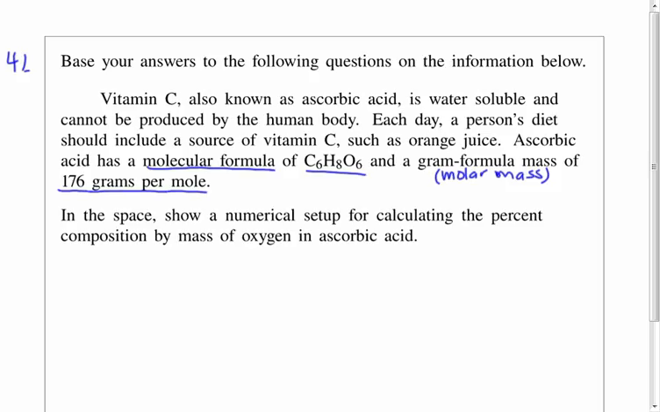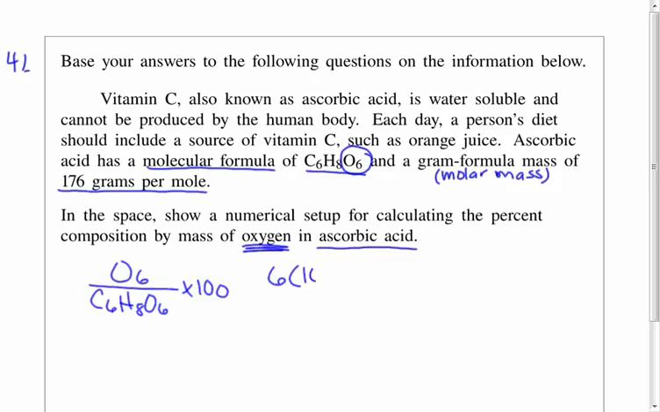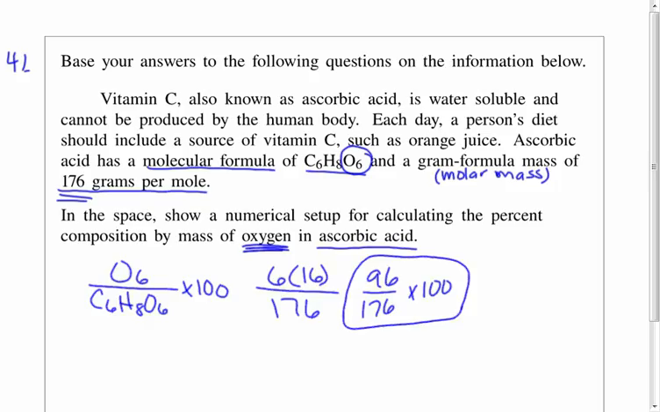So we want to find the percent composition by mass of oxygen within that acid. So when we look at our formula, we have 6 oxygens over the whole thing times 100. So we'll have 6 times 16. You don't have to add up the whole thing. It tells you in the problem it's 176. So we end up with 96 over 176 times 100. And that is all you have to do on the problem. This is the correct setup. It just says, show a numerical setup.